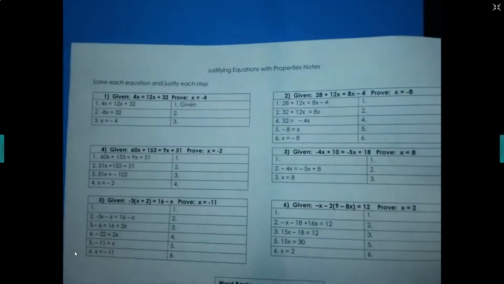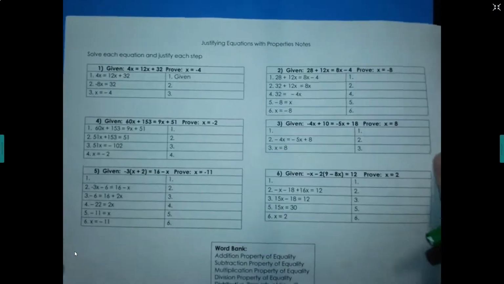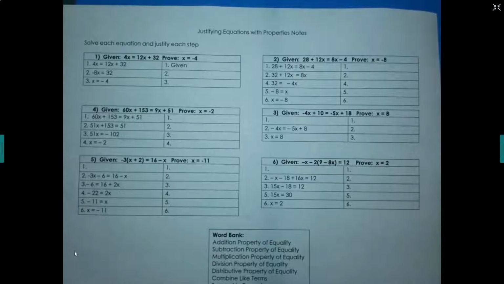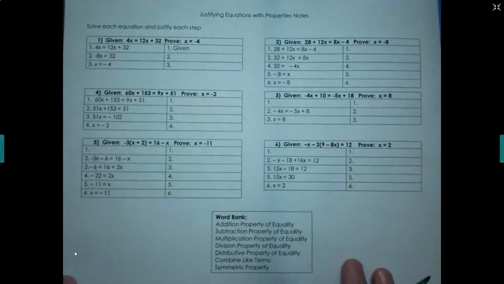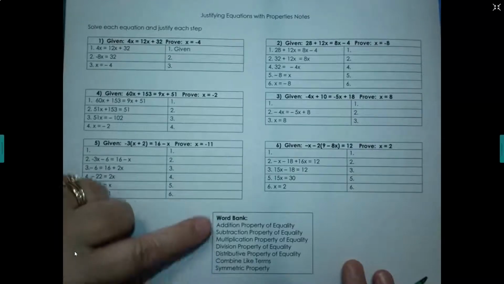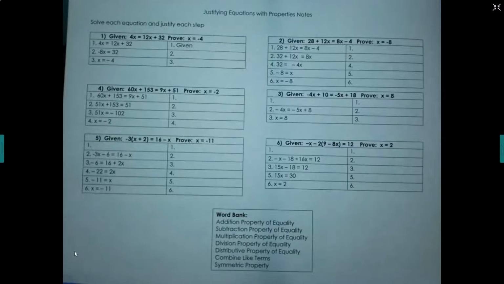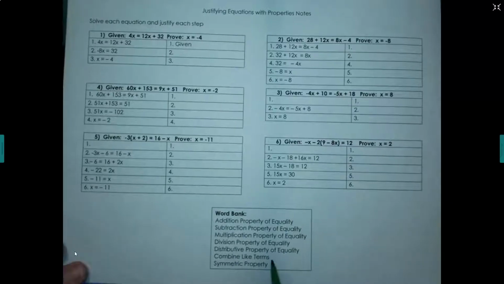So when I say justify an algebraic equation, I'm talking about proving to me why you're able to do the steps you're able to do to solve these equations. I've given you a word bank at the bottom of all the equalities, and there's one here that we didn't talk about officially with the vocabulary term, but combined like terms we have talked about in the past.